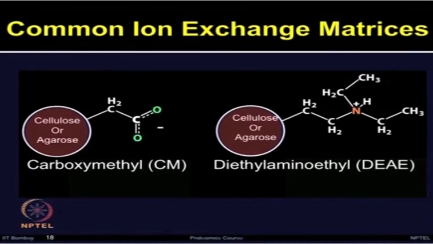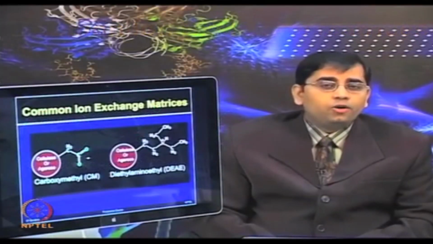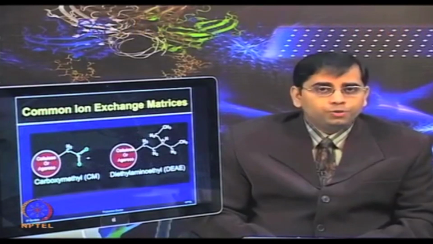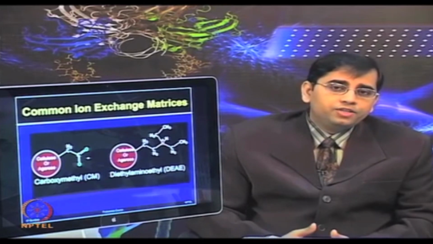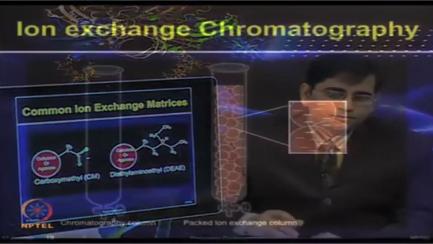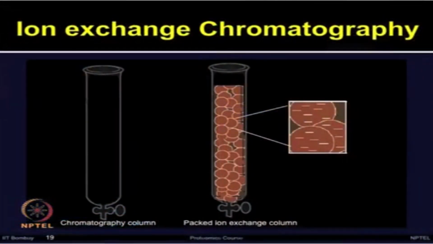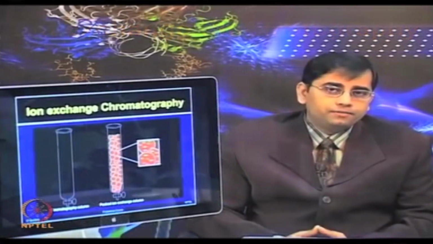DEAE. So, when a desired protein is positively charged, the cation exchange chromatography should be used. When a desired protein is negatively charged, the anion exchange chromatography method should be used. So, in ion exchange chromatography, the column is packed with a resin, whether it is a cation or anion exchanger, depending upon the charge of the protein that needs to be bound to the column and purified.